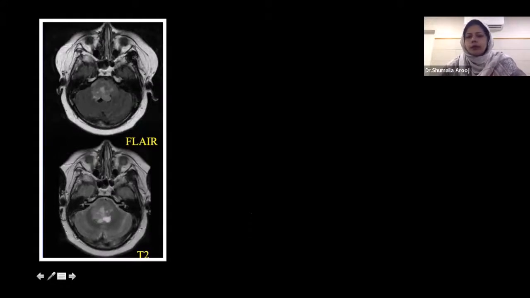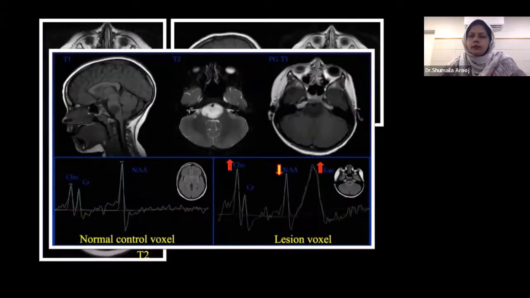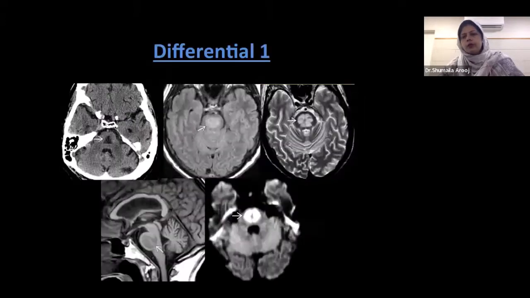So spectro at times is useful, but to the best of my experience, I've seen that spectro only adds or complements the baseline images. Still, we make our final opinion on the basis of baseline images. There are very rare situations in which spectroscopy will change your differential. So keeping in mind this lesion, I just wanted to share a few close differentials of pontine lesions here, so that you are able to differentiate them.